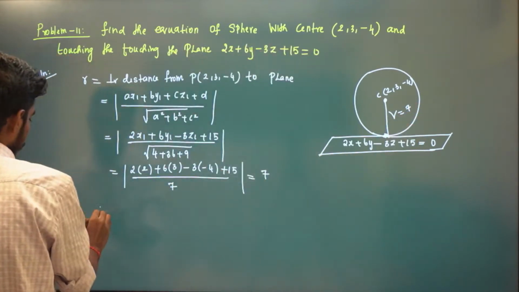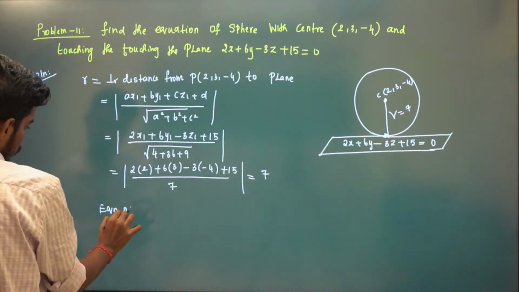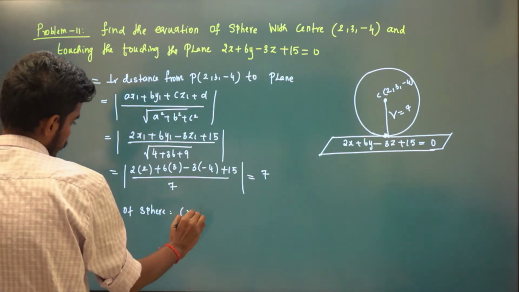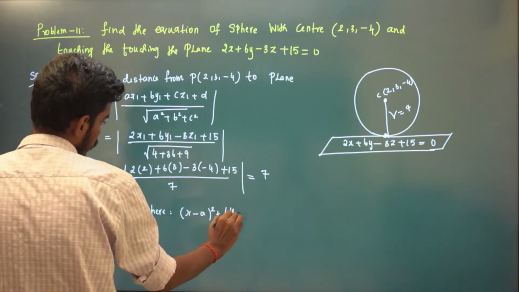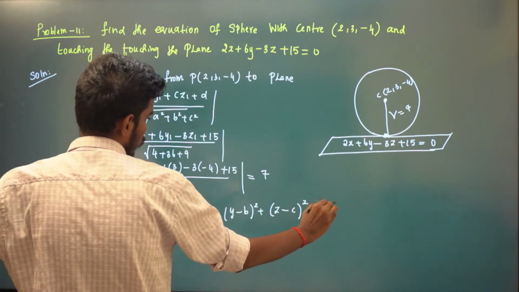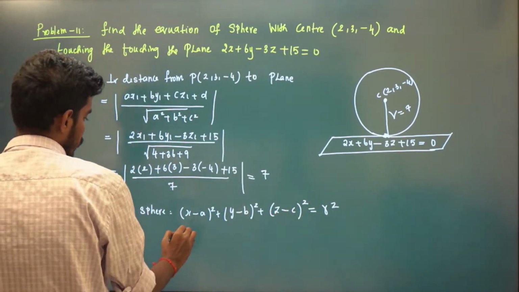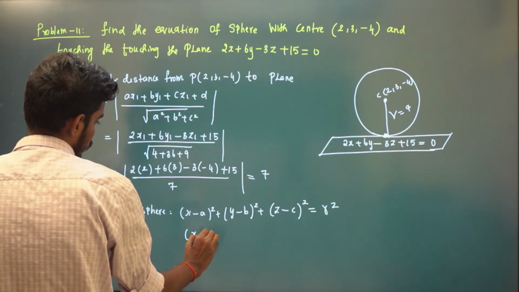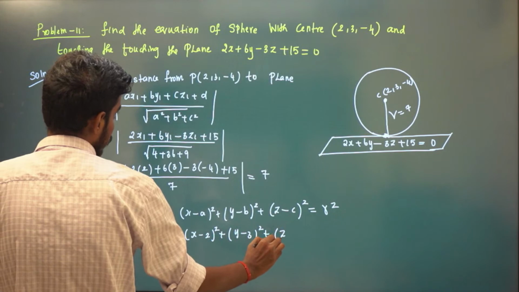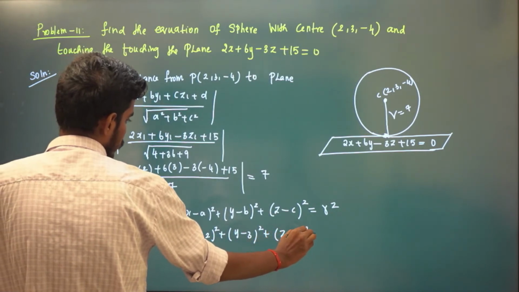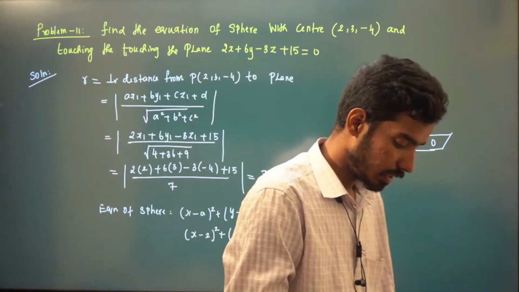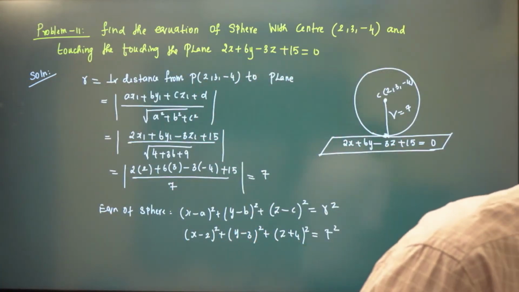What is the equation of sphere? It is x minus a whole square, y minus b whole square, z minus c whole square is equal to r square, where the center is (a, b, c). This is the equation of sphere in central form. If you expand this, you can get it in general form.